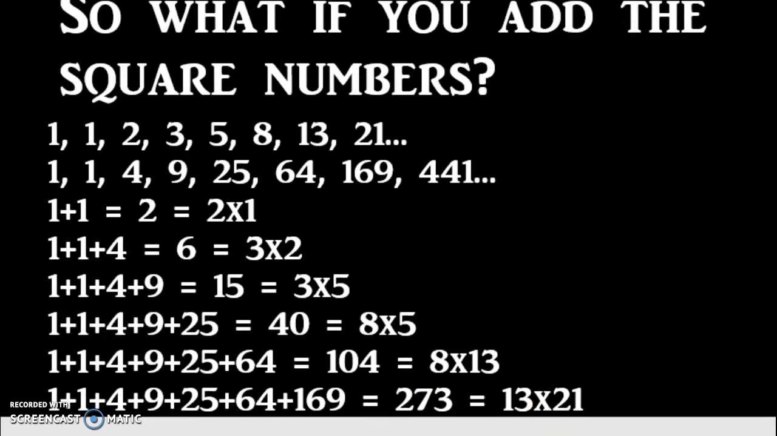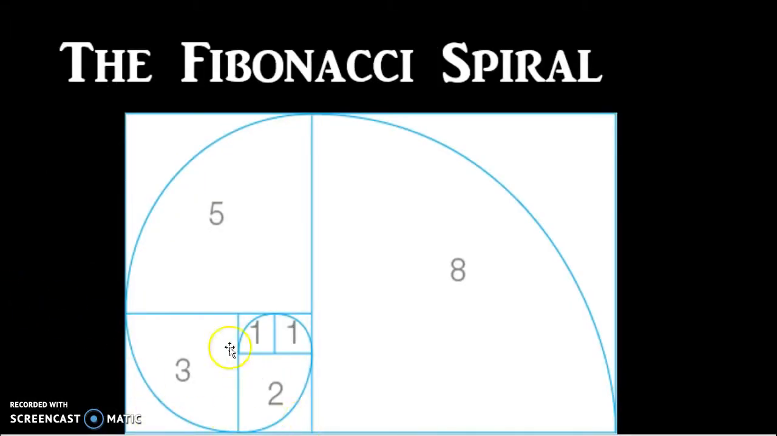The next thing you need to know about is the Fibonacci spiral. So you have a 1 by 1 square, and next to it put another 1 by 1 square. Underneath it put a 2 by 2 square, and next to that put a 3 by 3 square. On top of that you put a 5 by 5 square, and next to that you put an 8 by 8 square. Then join all the corners and you get a spiral.